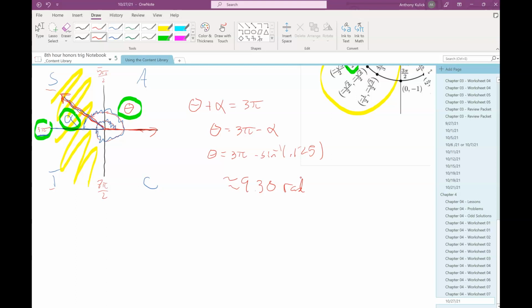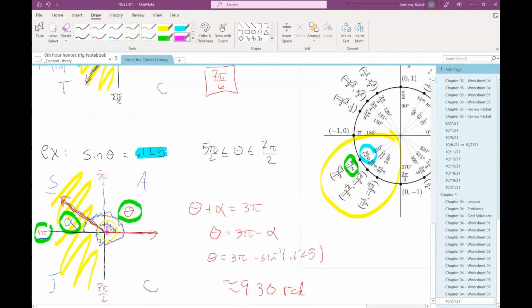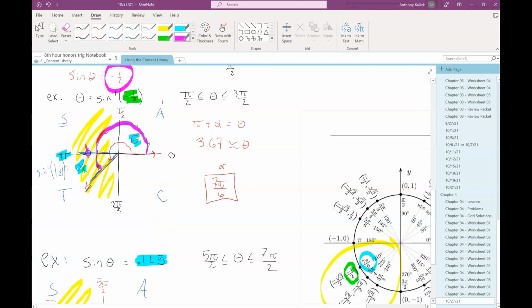So you notice one of these we ended up adding alpha and the other we ended up subtracting alpha. The easy way, at least the way I like to remember this, is if the last axis that theta passes through is a vertical, it's going to be subtraction. If the last axis that theta passes through is a horizontal, it's going to be addition. So when I'm drawing my picture, I don't have to think so hard about what that little equation is.